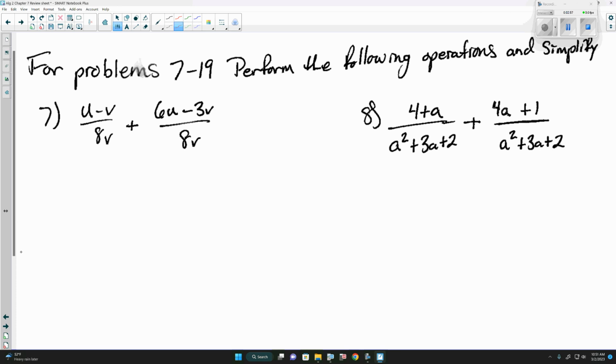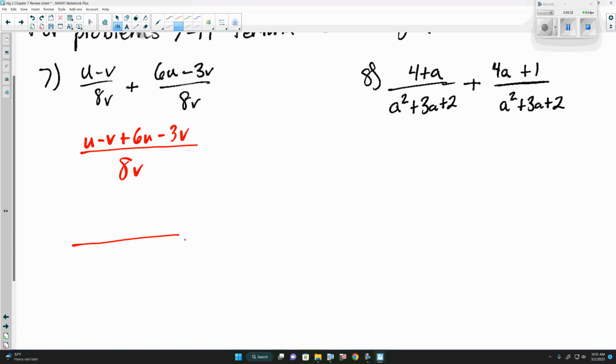We need the denominators to be the same. If they are the same, then we can add or subtract the numerators. So on the first one, number 7, both denominators are already the same. They're both 8v. So for this one here, we're adding. We can go on and add the numerators. So I have u minus v plus 6u minus 3v. u plus 6u is 7u. Negative v minus 3v is negative, not 3, negative 4v over 8v.